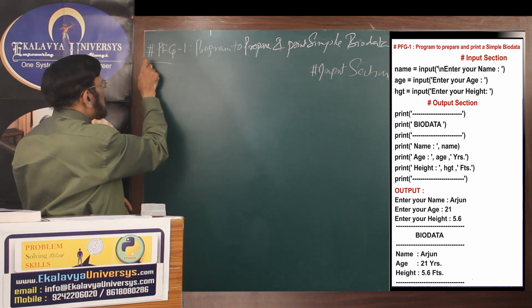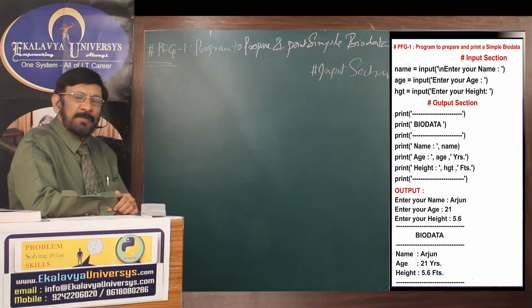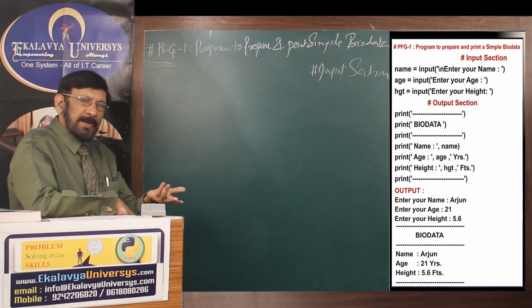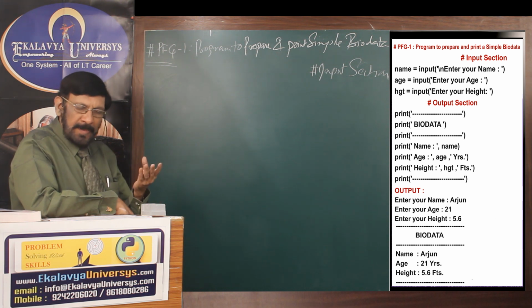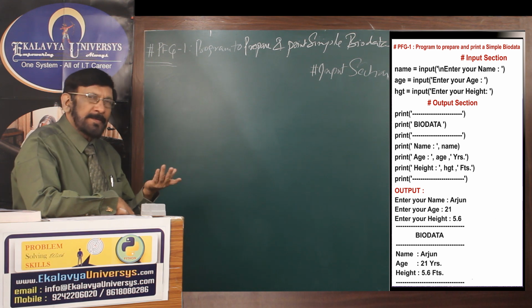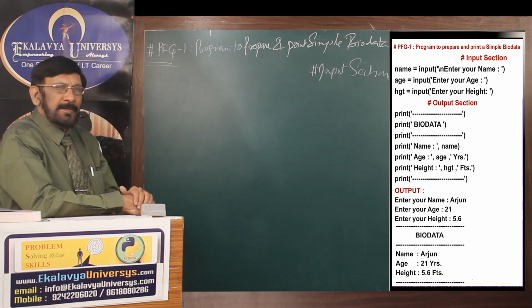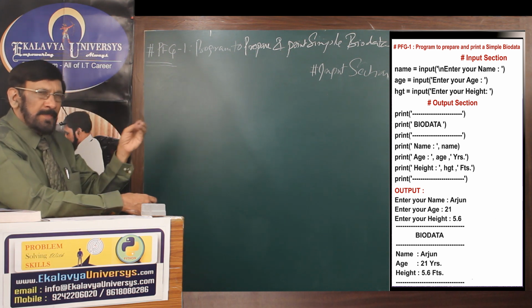Now let us write the input section. Actually, if you see the output, how many variables are there? How many data items are there? Three data items. There we have given names to them: name, age, and height. So we have to read 3 data items from the keyboard and store them in variables.